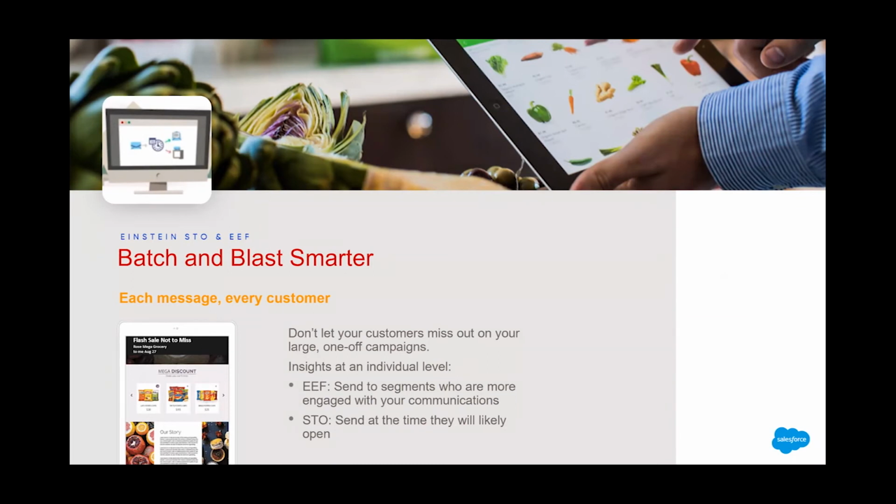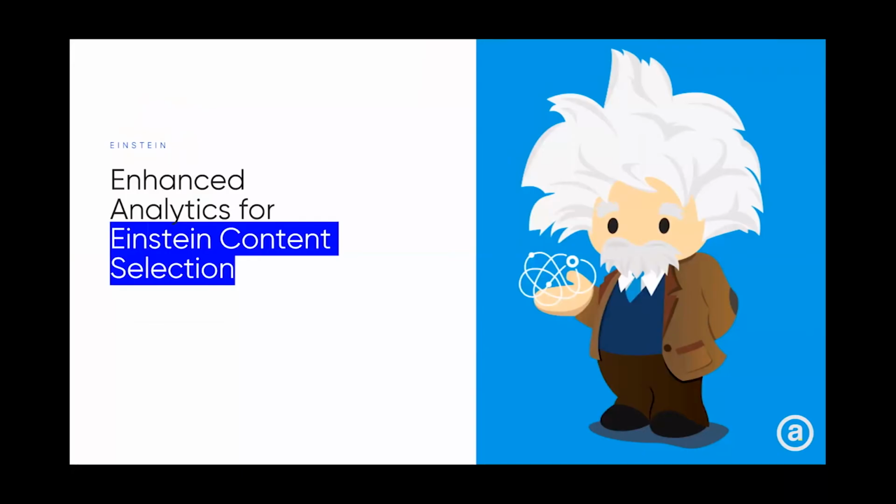What these features would mean is that the enablement of both send time optimization and engagement frequency in your single send journey means your batch and blast will be smarter. Each of your single send campaign can now be baked with intelligence, where your campaigns can send to segments who are more engaged with your communications and send at the time that they will likely to open the message. Now with that, let's take a look at the other component of Einstein that was enhanced in this recent release, which is called Einstein Content Selection.